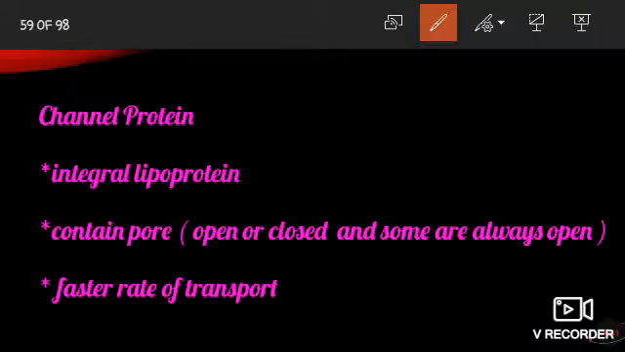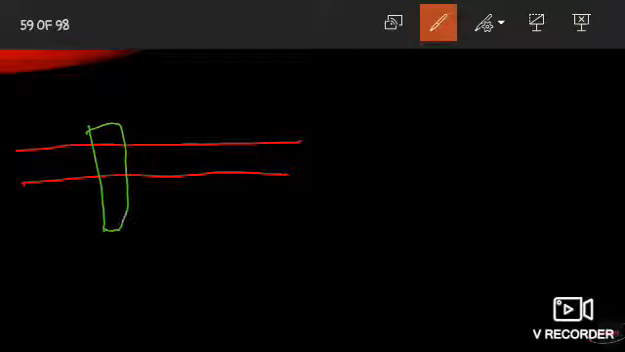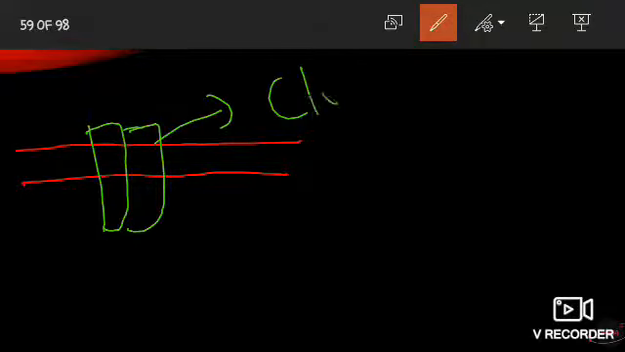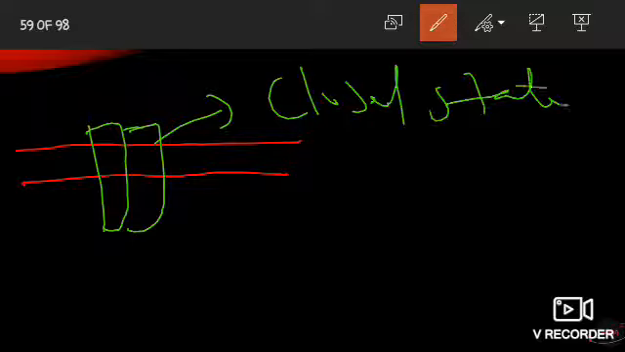Now we will see about channel protein. Channel proteins are integral lipoproteins which contain a pore through which ions cross from one side to another side. So this is the membrane and this is the protein channel. This is the closed state of protein channel.